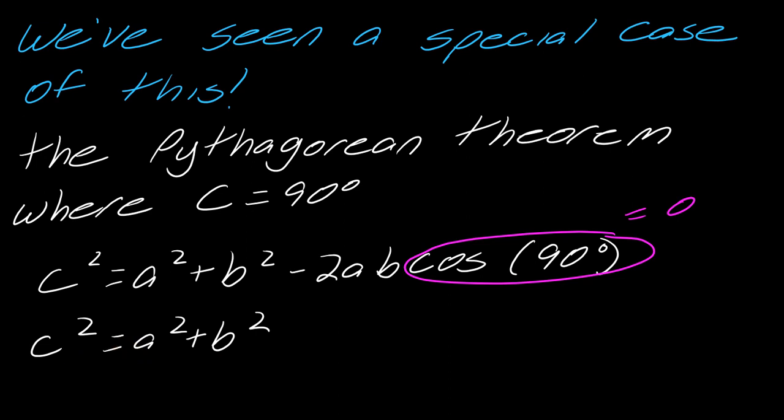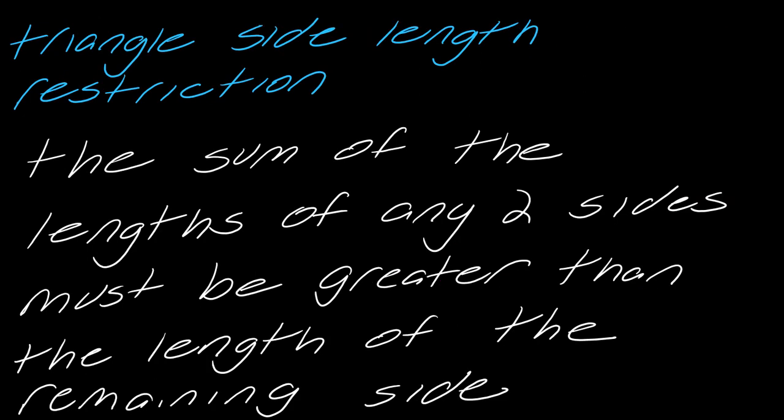And notice, this is actually kind of important. C squared usually corresponds to the hypotenuse. So this goes in line with that triangle side length restriction, that the sum of the lengths of any two sides must be greater than the length of the remaining side. Notice that the hypotenuse in a right triangle is the longest side.